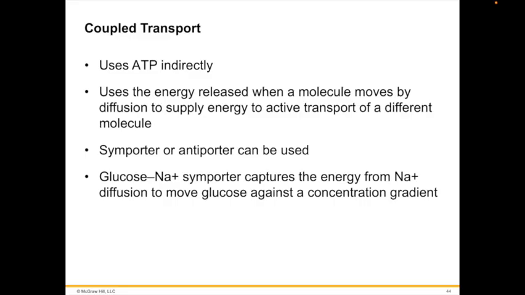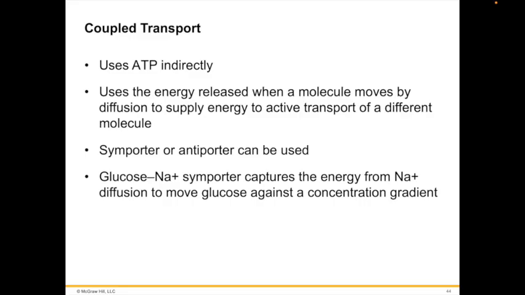In a related process called countertransport, the inward movement of sodium is coupled with the outward movement of another substance such as calcium or hydrogen ions. As in co-transport, both sodium and the other substance bind to the same transport protein, which in this case is an antiporter. As the substances bind on opposite sides of the membrane, they are moved in opposite directions.